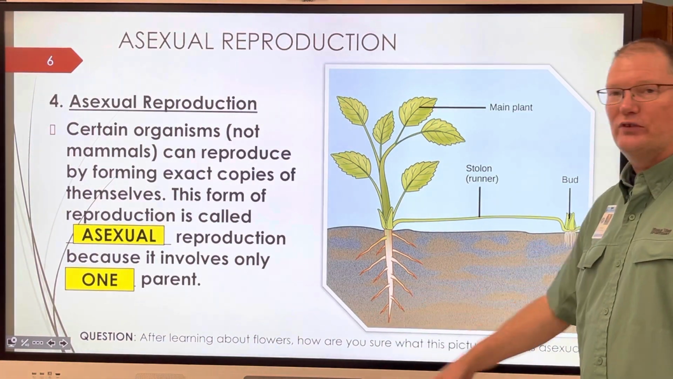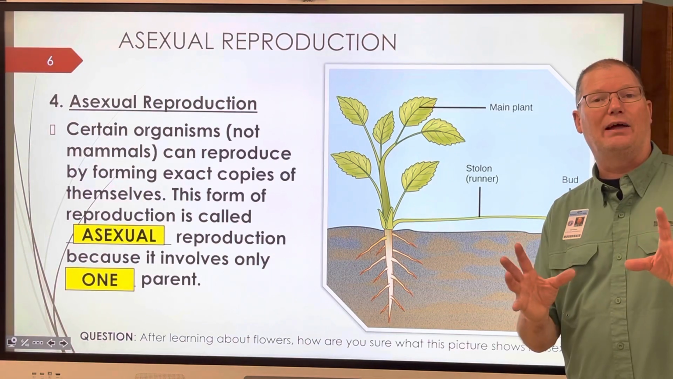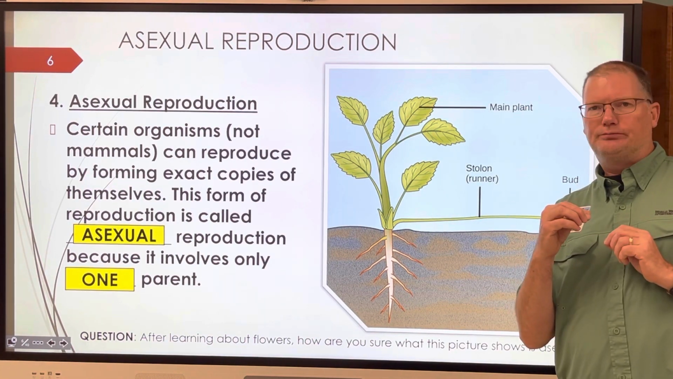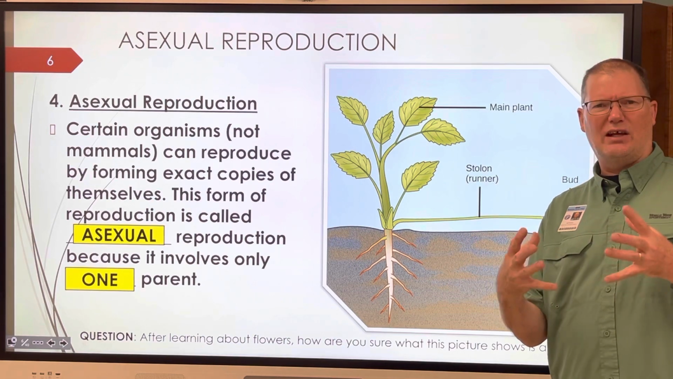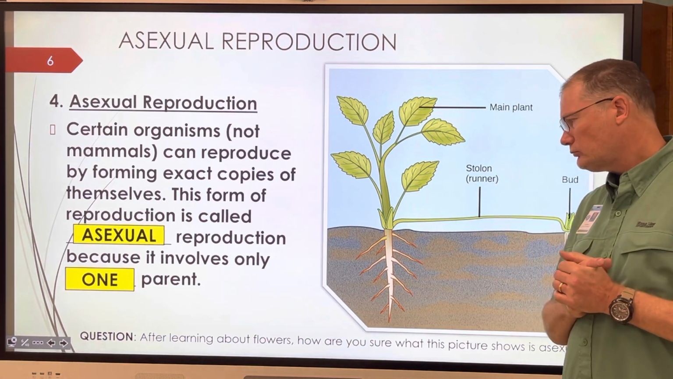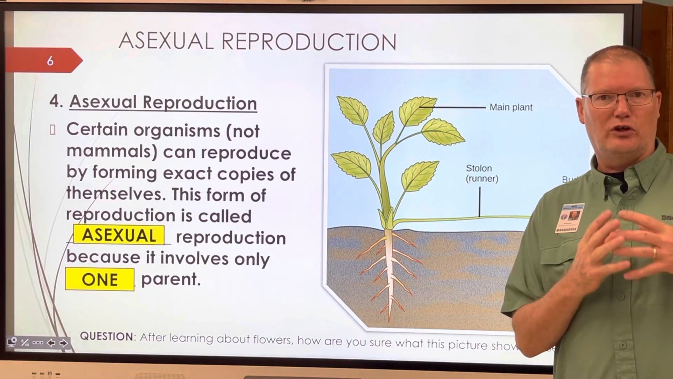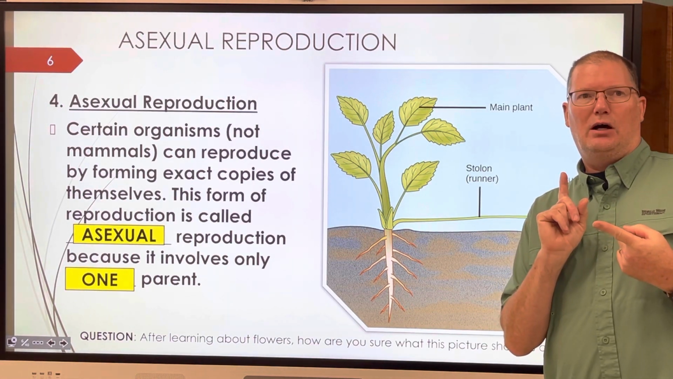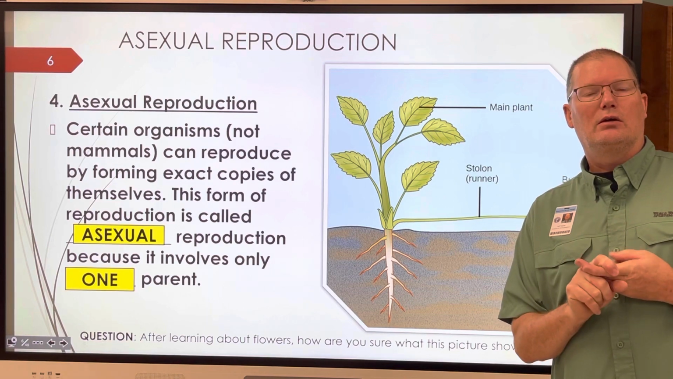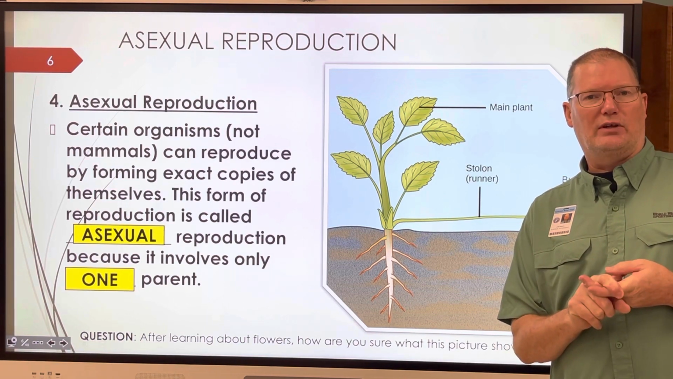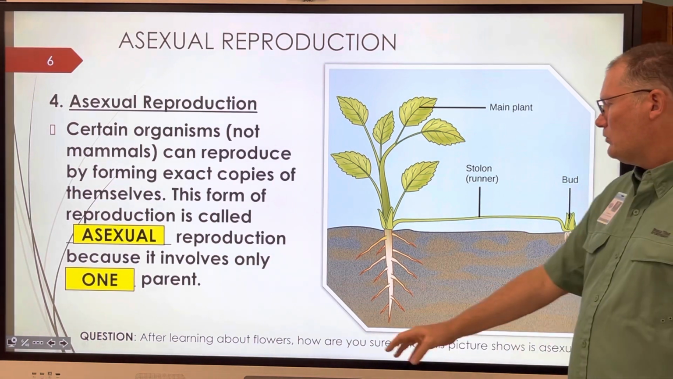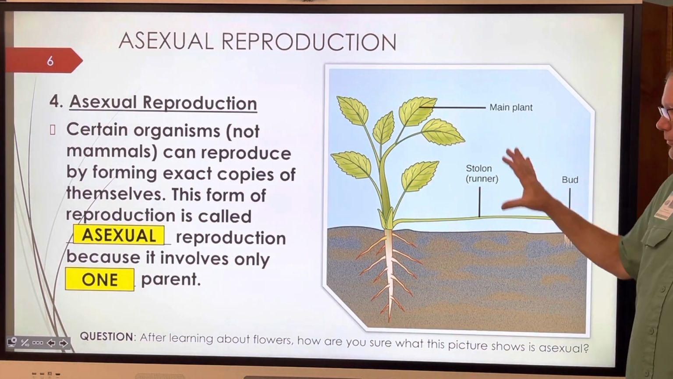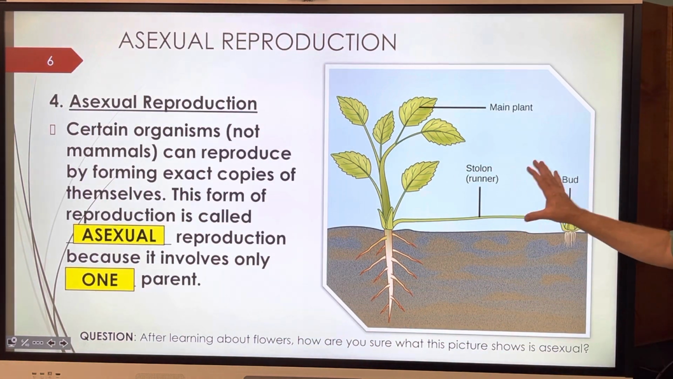After learning about flowers, we learned about the anatomy of plants and flowers, right? Which we're going to have a quiz on in the next few days, if not maybe next week sometime. So just know that you still need those notes, the leaf anatomy sheet, because we're going to be having a very short quiz on that, okay? So after learning about flowers, how are you sure that this picture is showing asexual reproduction?